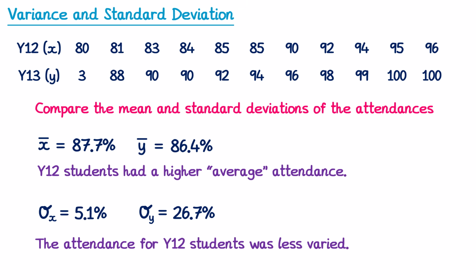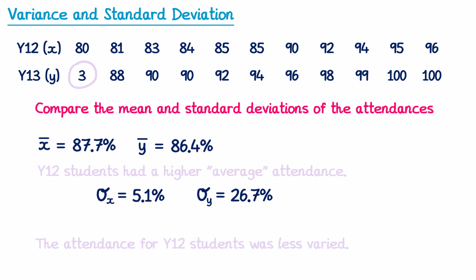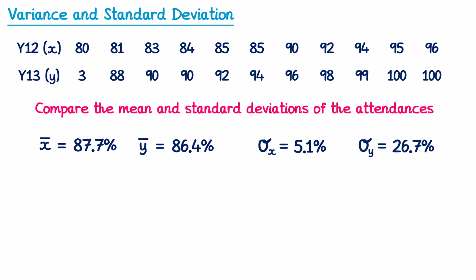Now, looking at this data in detail, you might not necessarily agree with some of these conclusions. You might have spotted this particular value here, an attendance of just 3%. Let's now have a look at what happens if we use the median and the interquartile range to make these comparisons instead. If we were to work out the median, we'd look at these two values here in the middle of the data. So for Year 12, the median Q2 is 85%, and the median for Year 13 is 94%.